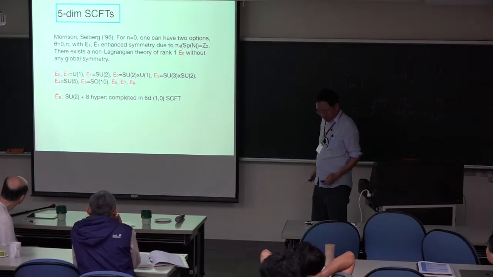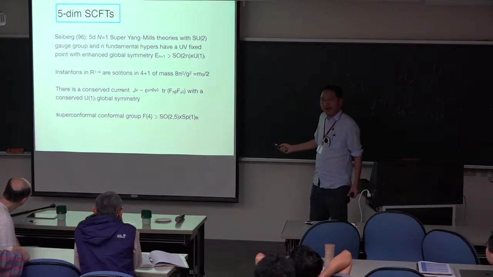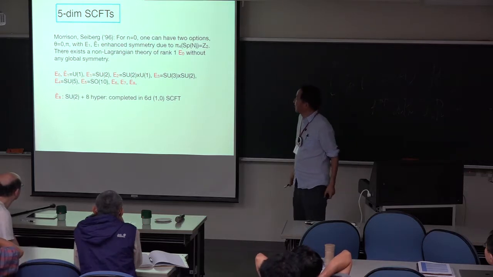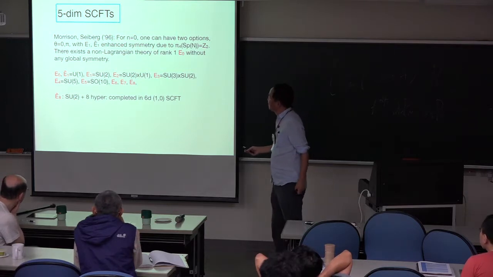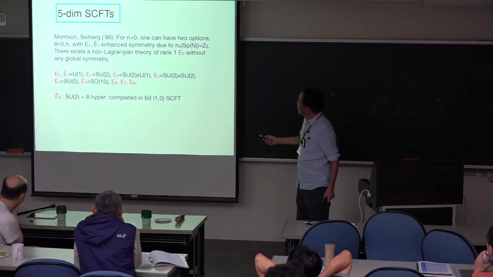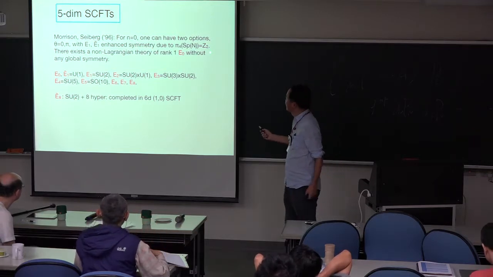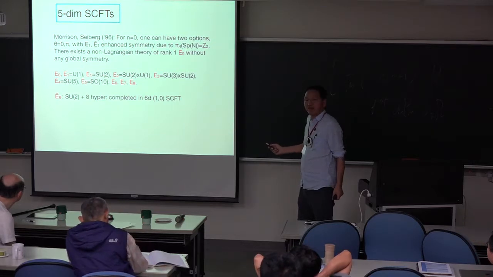Now, interestingly, the number of flavors can increase from 0 to 8, and then Seiberg found the additional theories with the SU(2) gauge group. For example, SU(2) gauge theory with no flavors can have 2 types of theories depending on the discrete theta term related to pi_4 of Sp(1) and SU(2). And also there is a non-Lagrangian theory of rank 1.